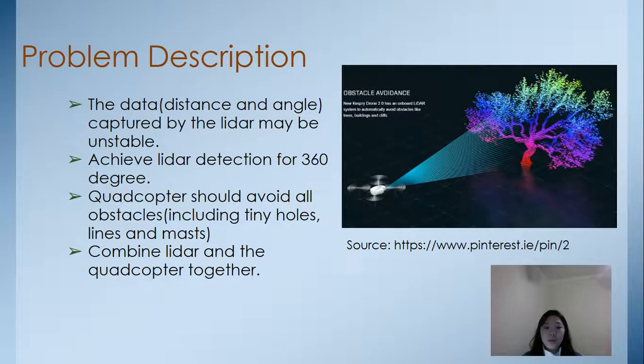There are 4 main problems in our project. First, the data, including distance and angle, captured by the LiDAR may be unstable. Second, we try to achieve LiDAR detection for 360 degrees. Third, quadcopter should avoid all obstacles, including tiny holes, lines, and masts. It will be a difficult target. Fourth, we should combine LiDAR and the quadcopter together successfully.